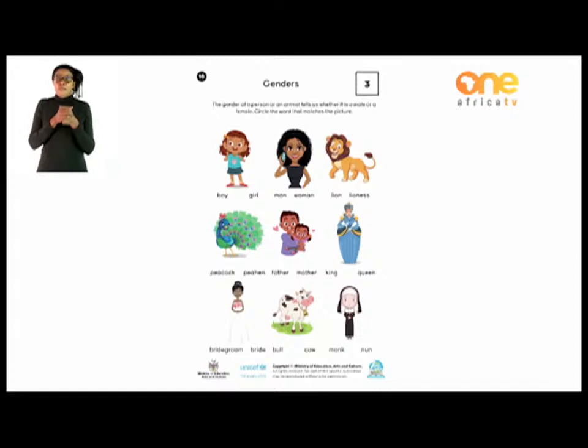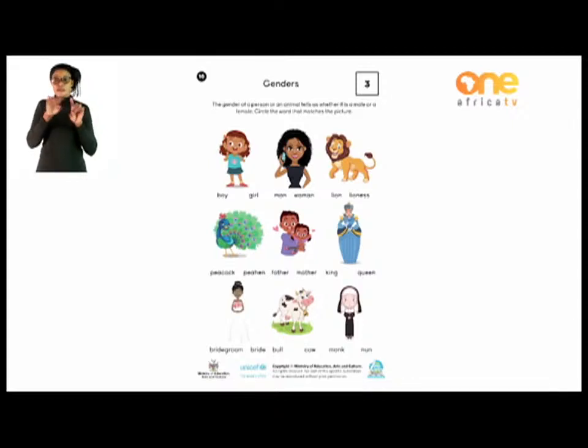Genders. Who can tell me what is genders? Do you still remember what is genders? A girl. Okay, it is a girl or a boy or a male or a female. The gender of a person or an animal tells us whether it is a male or a female. Circle the word that matches the picture.